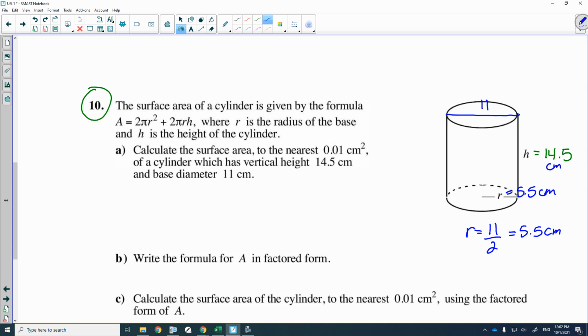And then number 13 is a good question. And number 14. Those are both really good.